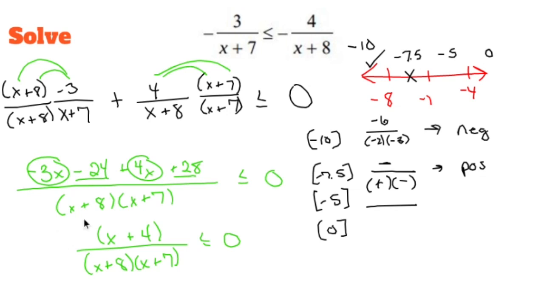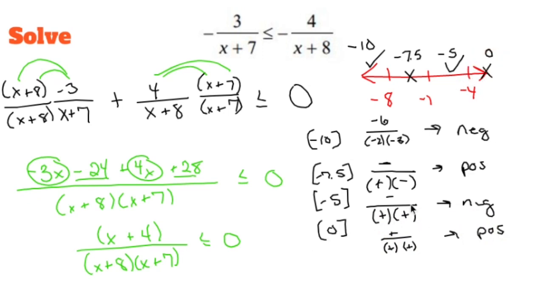If I plug in negative 5, negative 5 plus 4 is going to be a negative number. Negative 5 plus 8 is going to be a positive number. And negative 5 plus 7 is going to be a positive number. So negative over positive times positive is negative, so you're good. And if I were to plug in a number like 0, I would get positive over positive times positive. Positives all around. So that's positive, so that's no good.